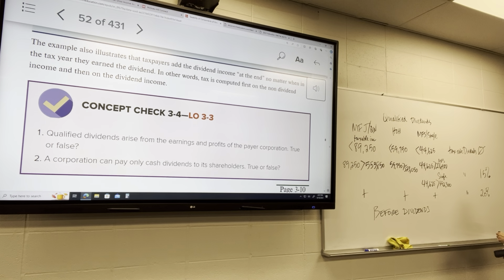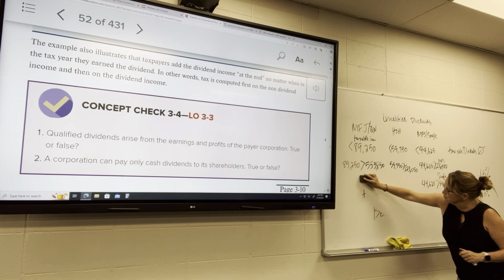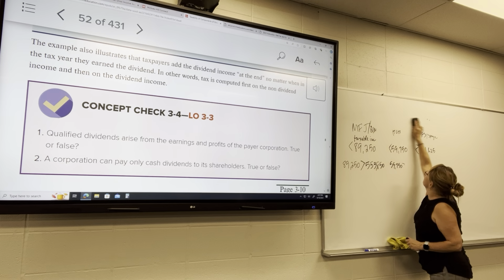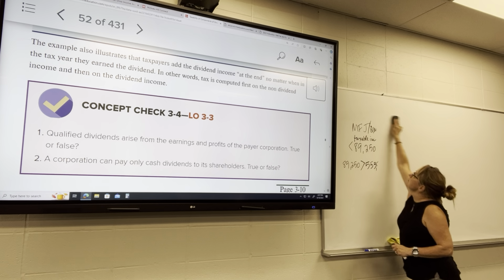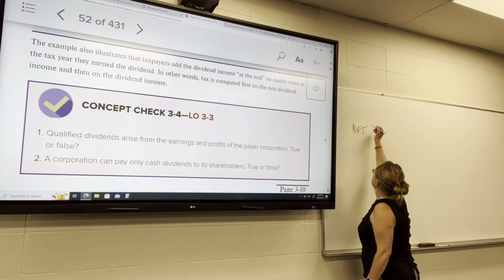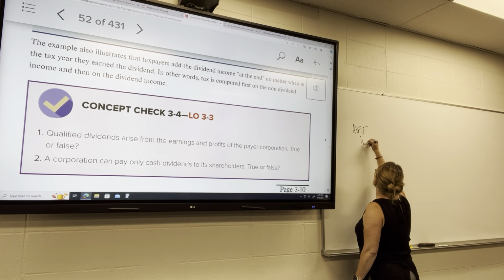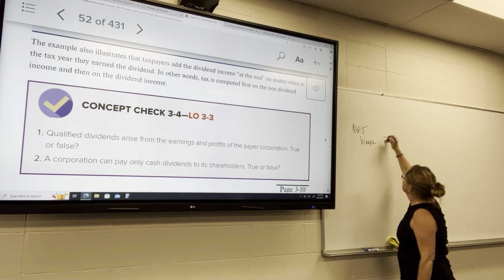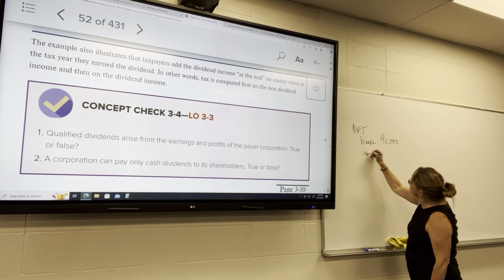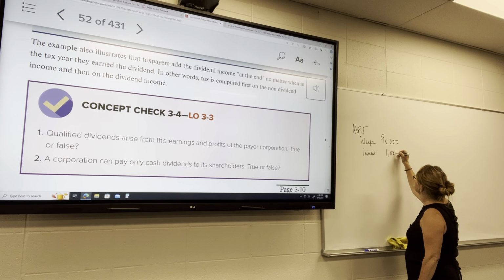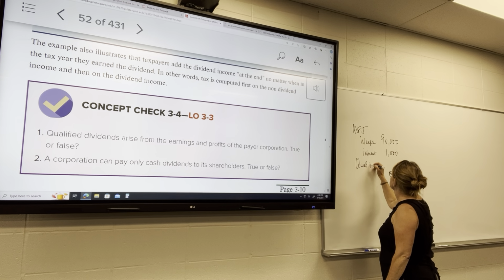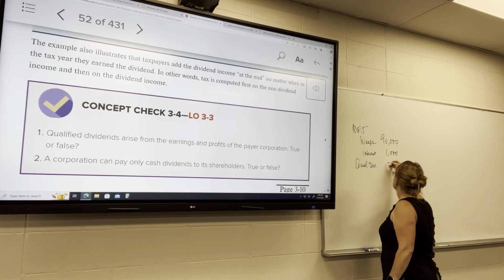Let me show you an example. Let me make something up here. Let's say we've got married filing joint and they've got combined wages of 90,000, and then they've got taxable interest income of 1,000, and then they've got qualified dividends of 2,000.